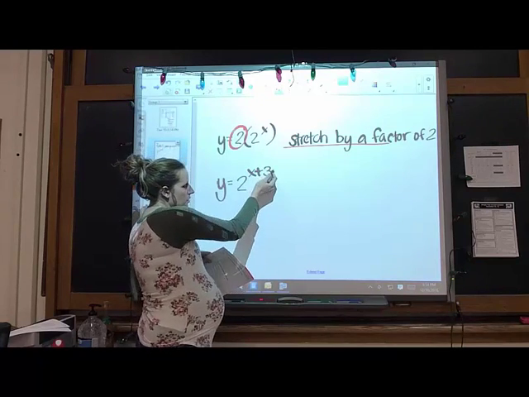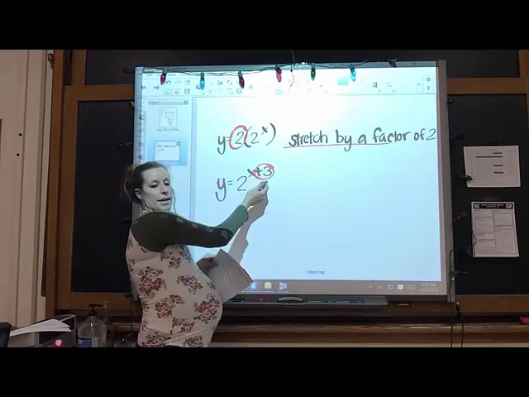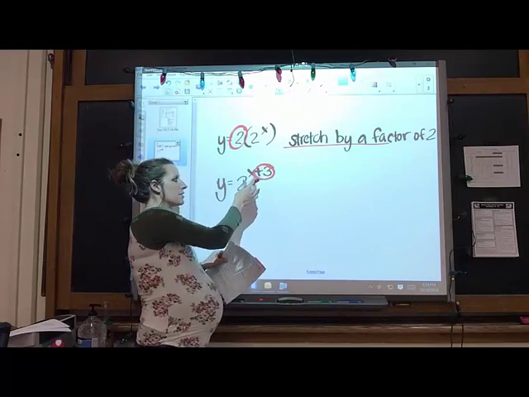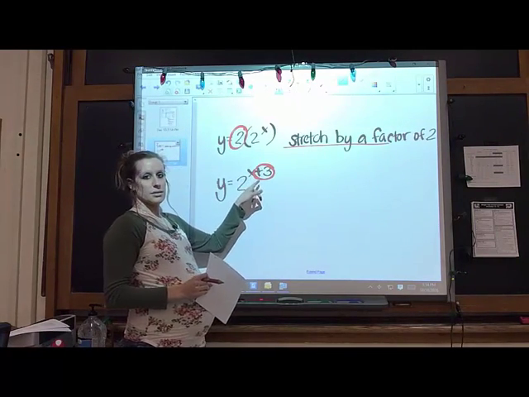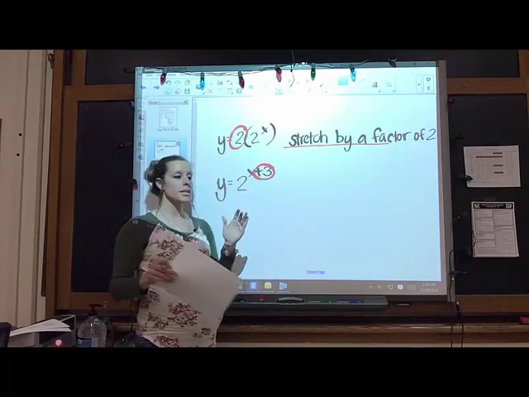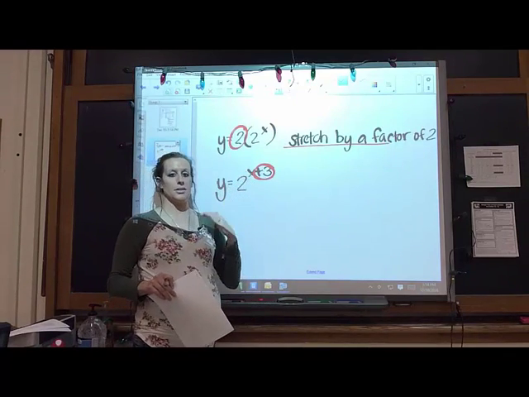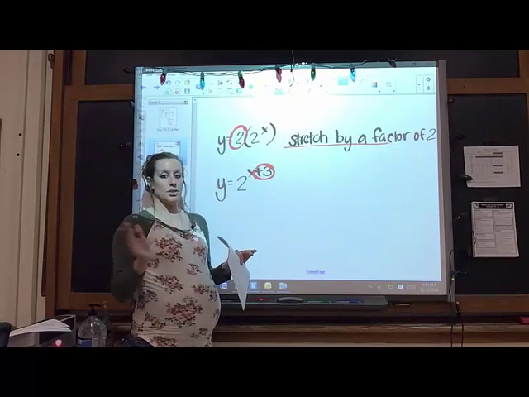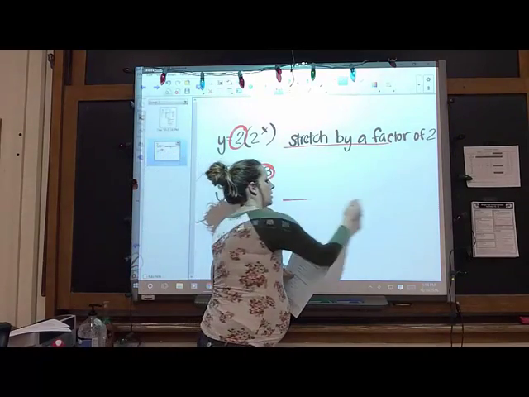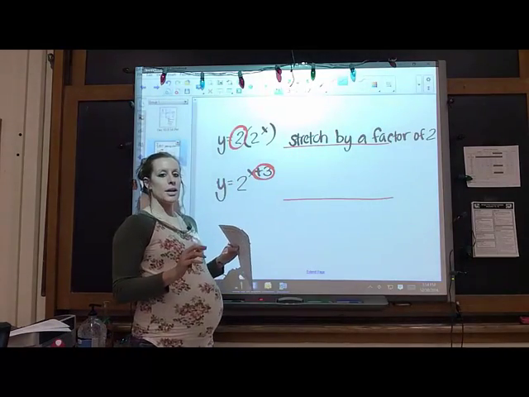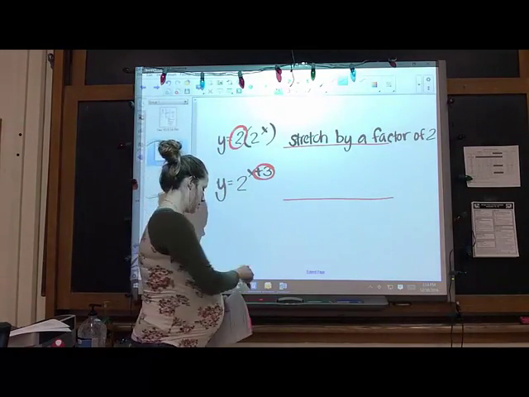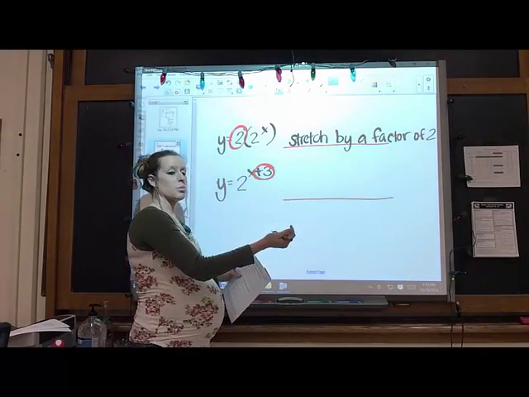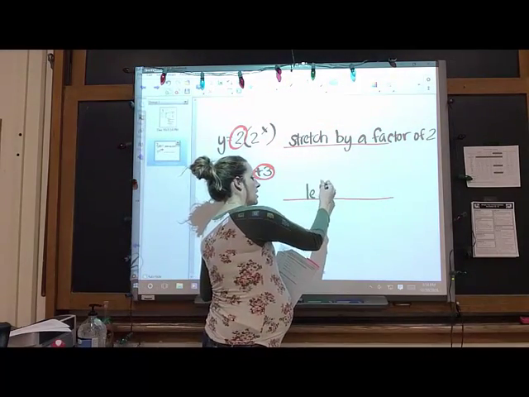So you see how that plus 3 is in the exponent with the x? If you have a number that's with the x, whether it's in parentheses, in the exponent, or underneath the square root, it's going to go left or right. And if you remember, it does the opposite of what you think. So this plus 3 is actually going to move it to the left 3.